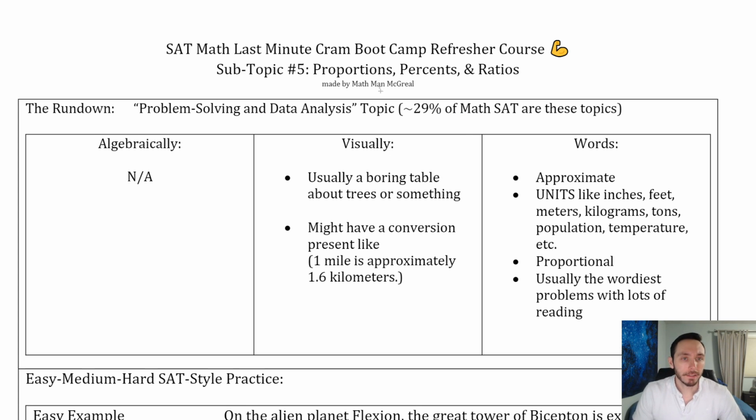Okay, so for our next topic, or subtopic, we have proportions, percents, and ratios. It's still a part of the problem solving and data analysis piece. Algebraically, I can't come up with any sort of equation to give you because there aren't any. You just have to understand the connection between proportions, percents, and ratios. If you're given something like 1 mile is approximately 1.6 kilometers, the ability to convert units is a skill here. It's usually something boring like a table about trees, and usually has a massive amount of reading, and it's never fun to do.